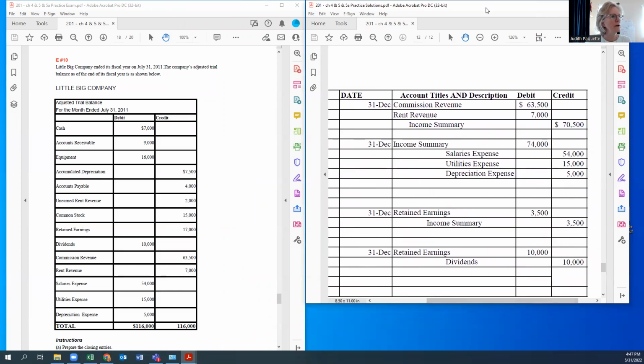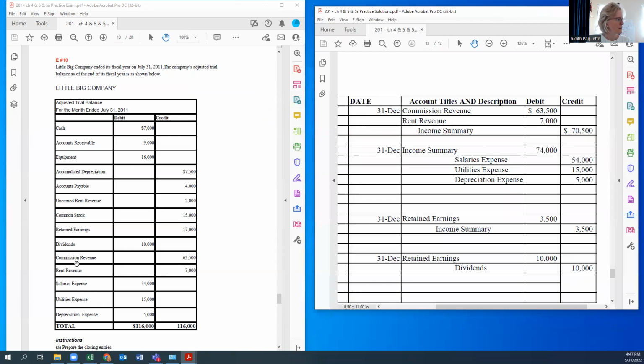Good. Okay. Now you can see we had two revenue accounts, commission revenue and rent revenue. They both had, of course, credit balances. And then over here in the solution, we debit them and credit income summary for the $70,500. We had three expense accounts: salaries, utilities, and depreciation expense, not accumulated depreciation, but depreciation expense. They had debit balances, now we're crediting them.